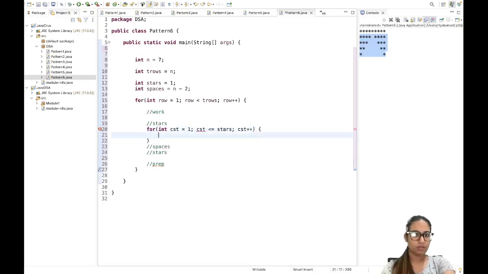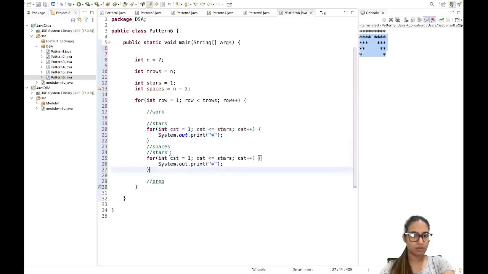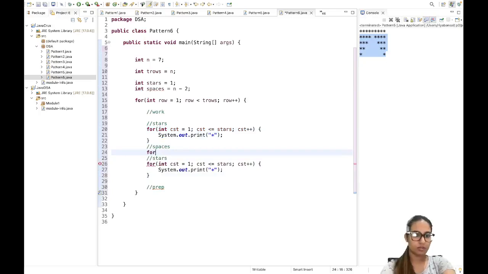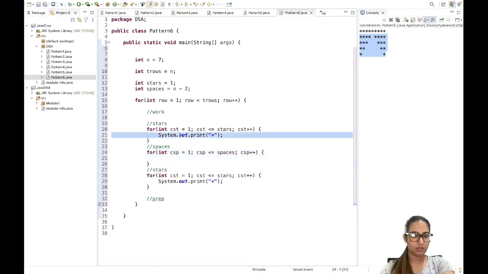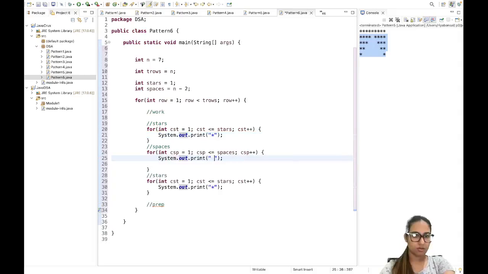stars, then you do CST plus plus, over here, and this would be stars. The same thing that you're doing over here as well. For this, CSP is less than or equal to the total spaces, and you do this, and then you try to print a space.